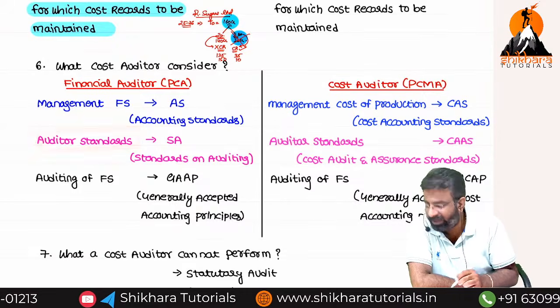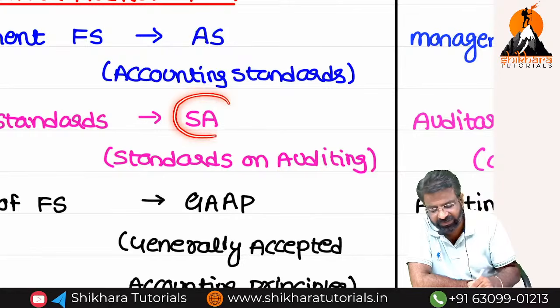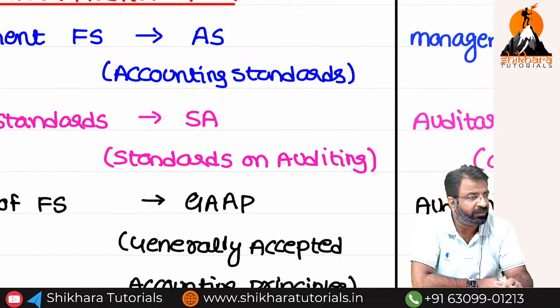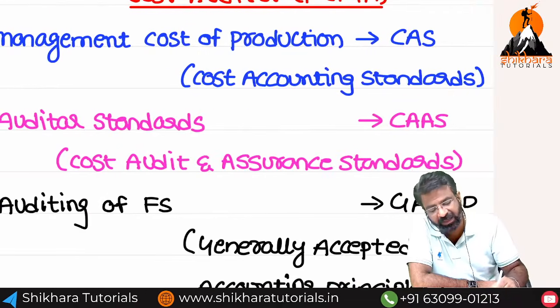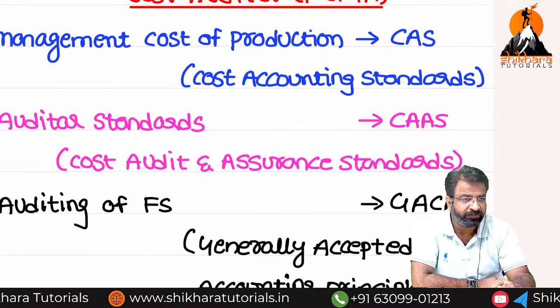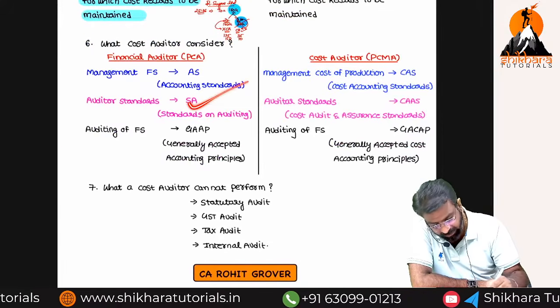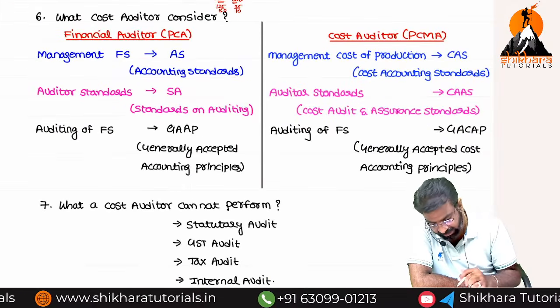Now for the auditors, the standards we have in financial audit are known as what? SA. What is SA? Standards on Auditing. But we have CAAS, Cost Auditing and Assurance Standard. What do you mean by assurance? Opinion. So we have SAs here, but we have CAAS here.